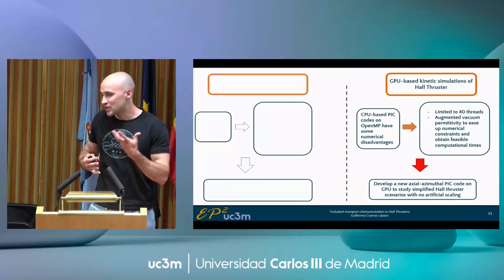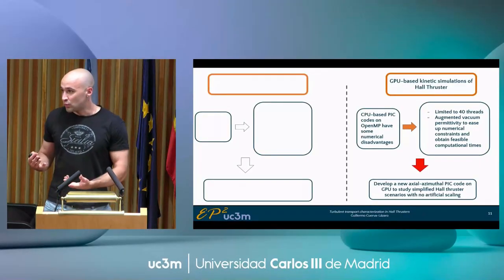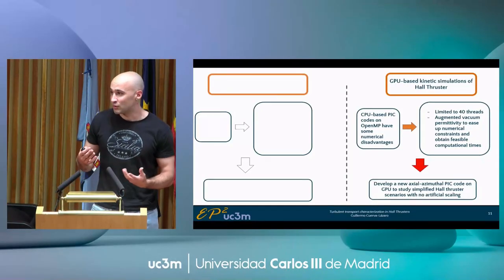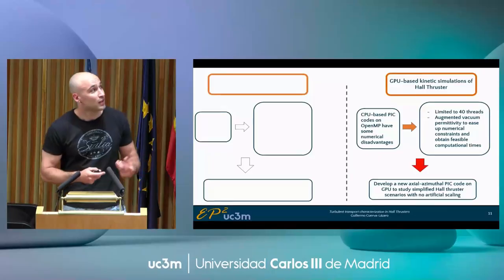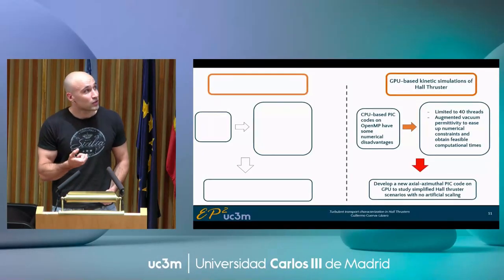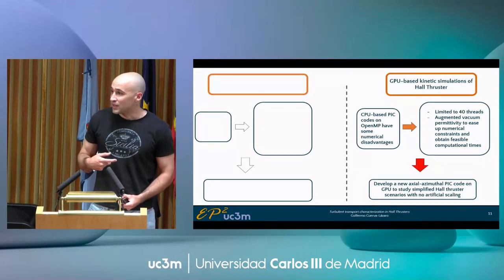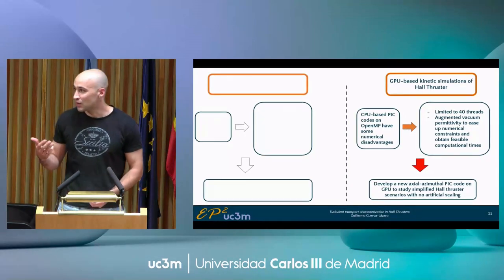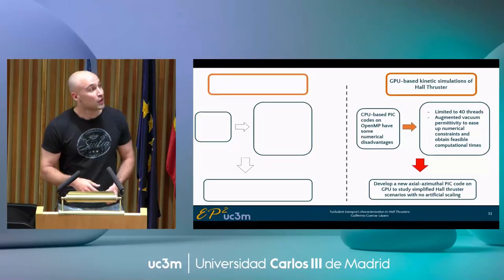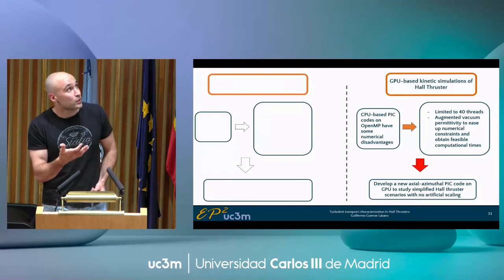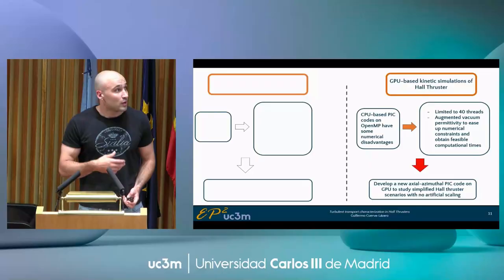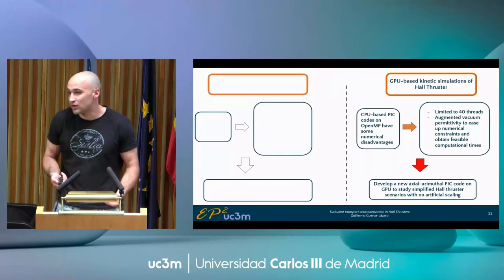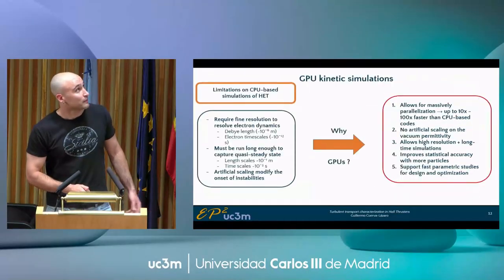So Picasso has some disadvantages, mainly due to its parallelization. We are limited to only 40 threads, and also, as I talked about, we're cheating. Since we ease the numerical constraints, this can affect the growth and saturation of instabilities. So maybe we are not seeing what is actually happening in a whole thruster. So the idea was to use GPUs to develop a new axial-azimuthal PIC code to study simplified whole thruster scenarios without that scaling, in order to see what really happens.